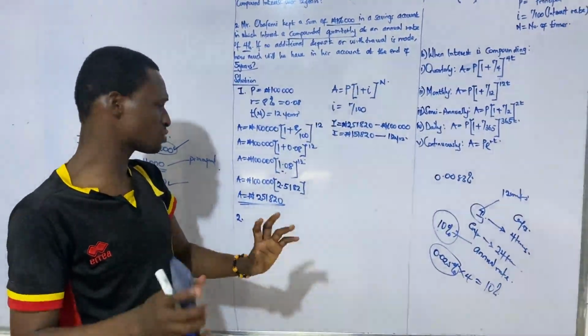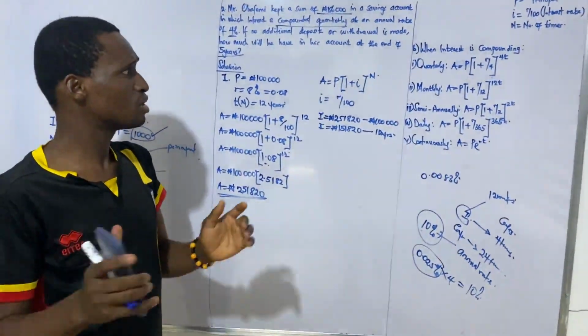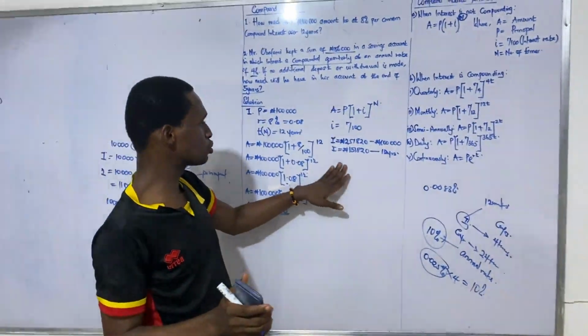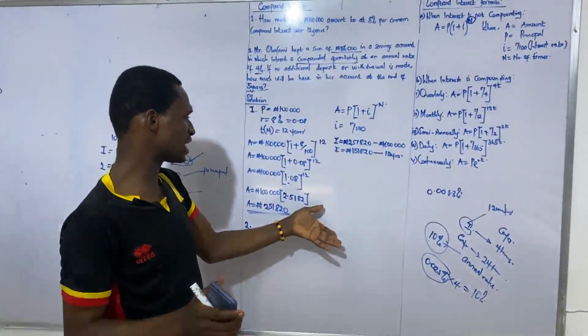Then the last aspect of time value of money we'll be looking at will be annuity, which will be solutions to be done immediately after this.